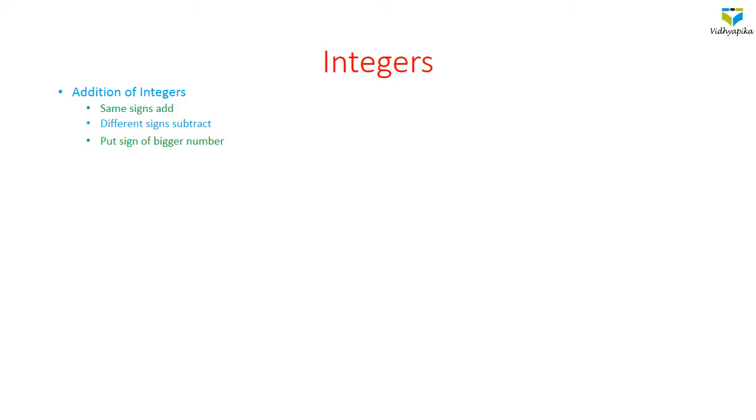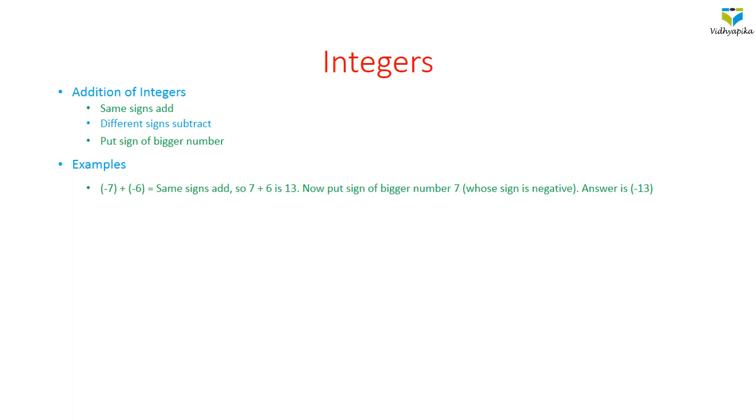How do we use these rules for integer addition? Let us see some examples. -7 plus -6. In this case, both the integers have same signs. Same signs add. So we add 7 and 6, which gives us 13. Now put sign of bigger number 7 whose sign is negative. Answer is negative 13.